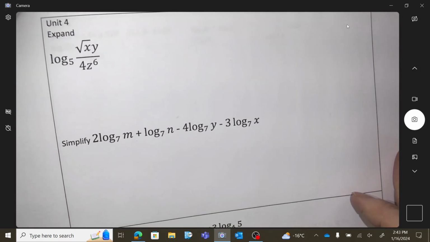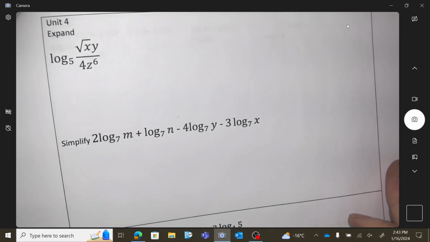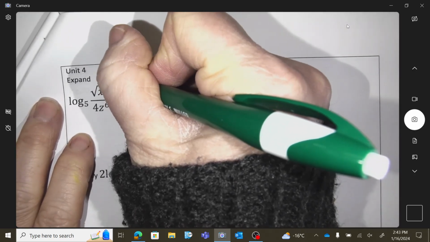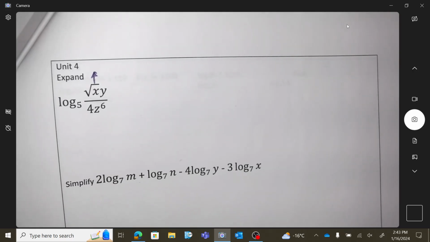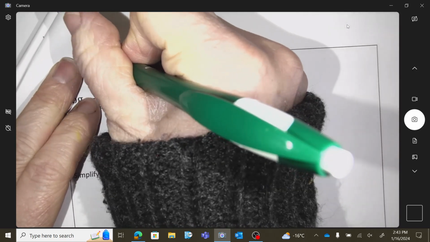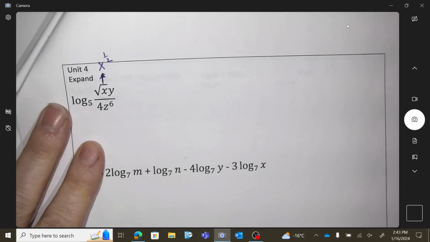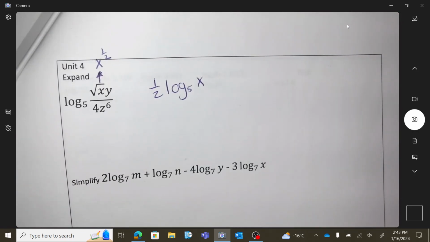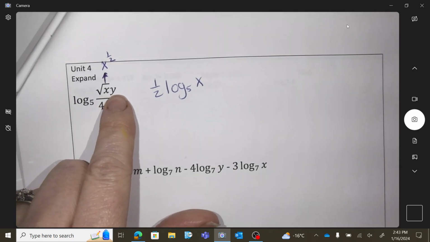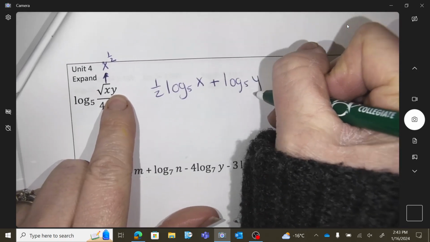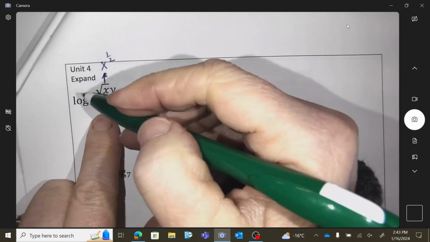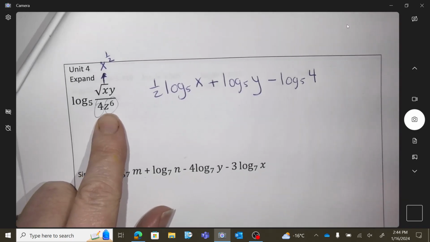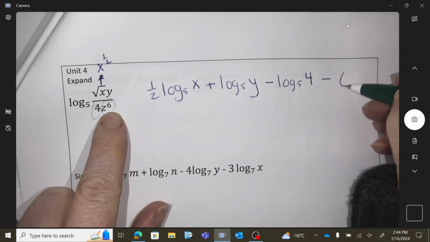Okay, I would say if you don't have your log rules mastered, you're going to run into a lot of difficulties. Okay, log rules need to be mastered. Let's first of all talk about the square root. What's another way to write a square root exponentially instead? It's to a half. Okay, ready? 1/2 log 5x. I move the exponent to the front. This was a times, so now it's going to be an add. These are separate times, so I'm going to subtract because it's on the bottom. And then this is also a subtract because it's on the bottom.